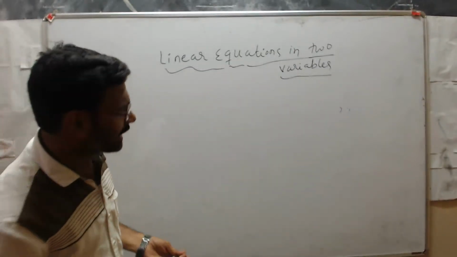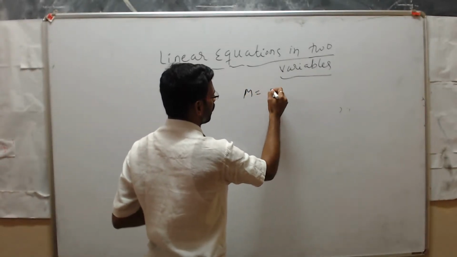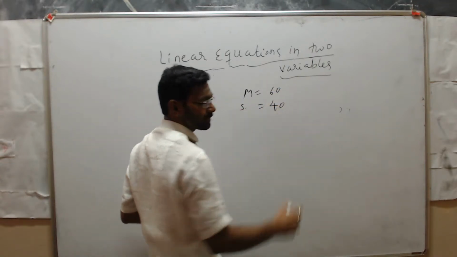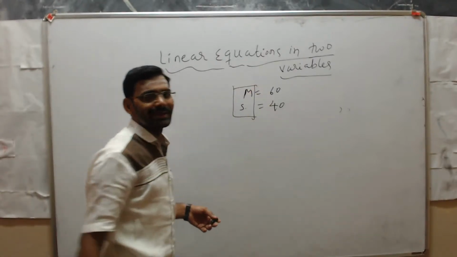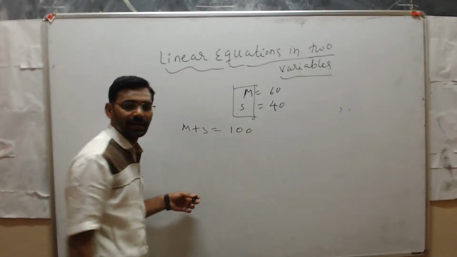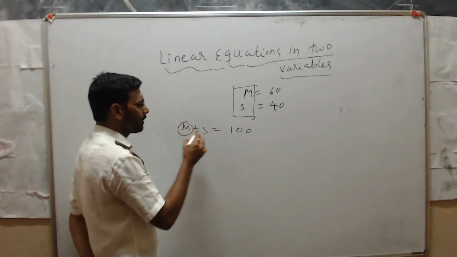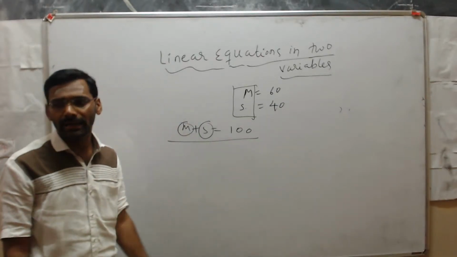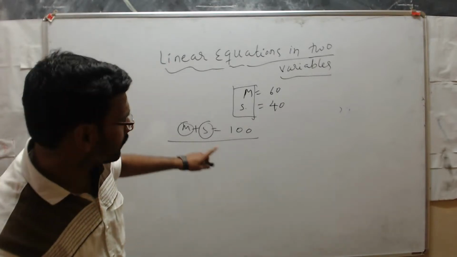One student's result is there. He got 60 marks in maths and 40 marks in science. What is the total marks he scored in maths and science? Maths plus science, he scored 100 marks. Here maths is considered as one variable, science is considered as another variable. Therefore, maths plus science is equal to 100.